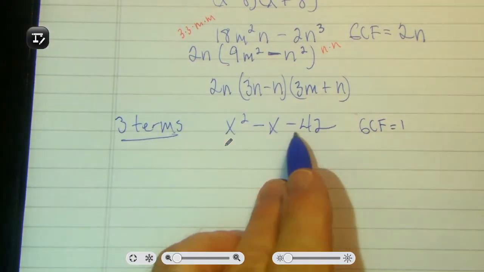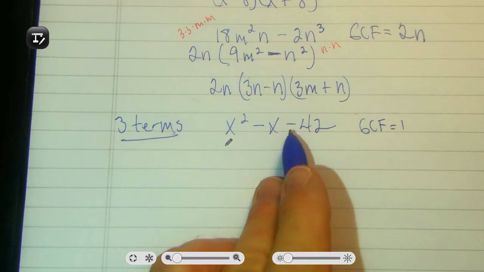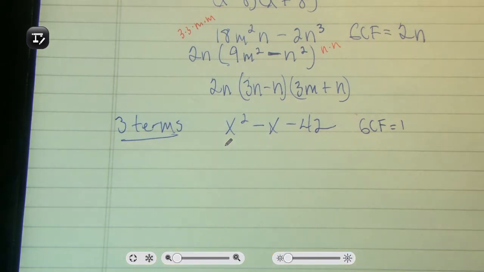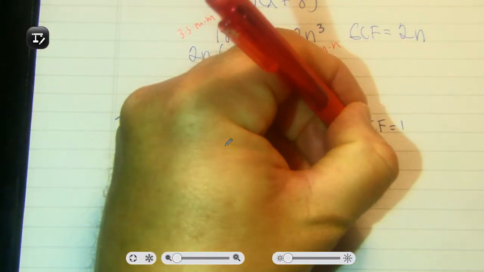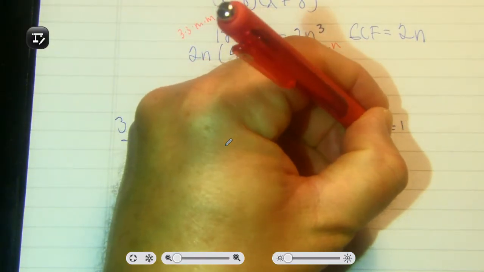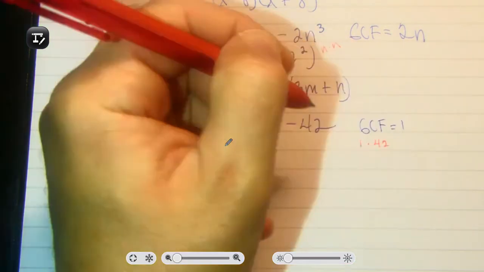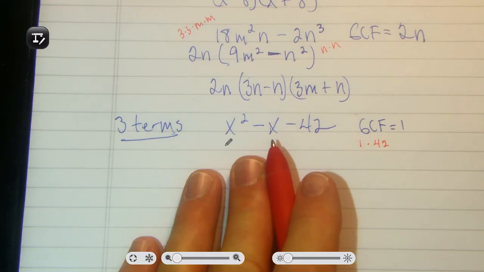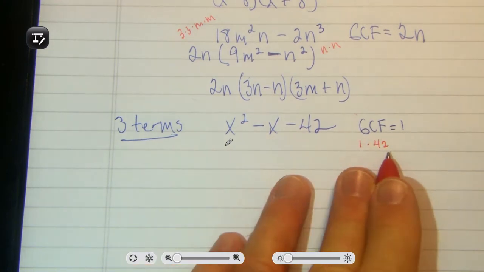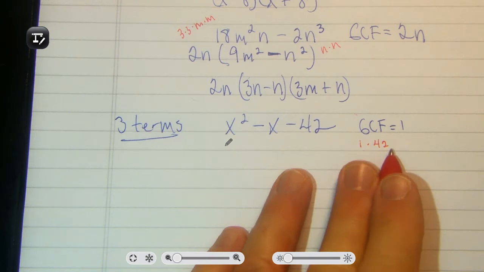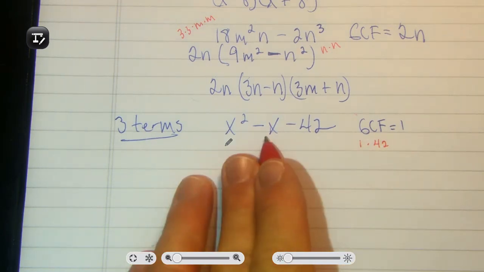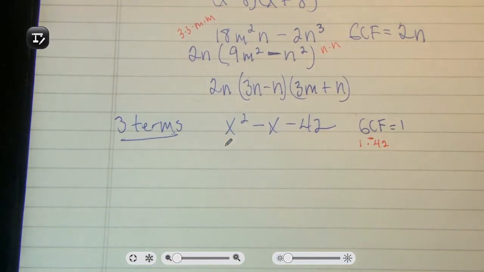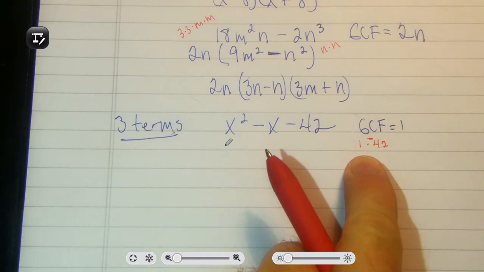So what I want to know is what are a couple of factors of 42? Now, it's negative 42, meaning one factor will be negative, the other will be positive. Let me write down those factors real quick. So factors of 42, 1 times 42, and one will be negative, the other will be positive. I want to use some clever thinking here. I know since one's positive and the other's negative, and my middle term is negative, my larger term is going to need to be negative.